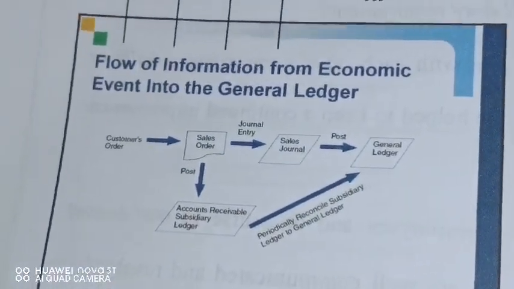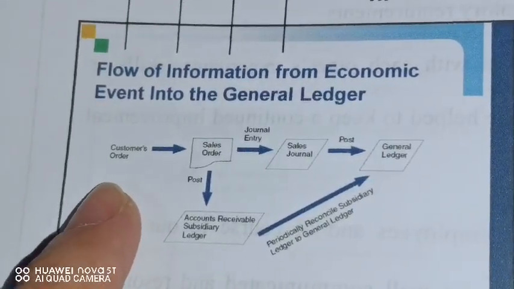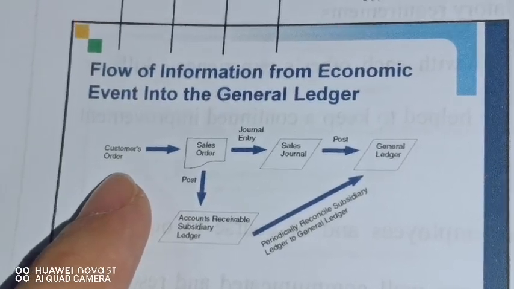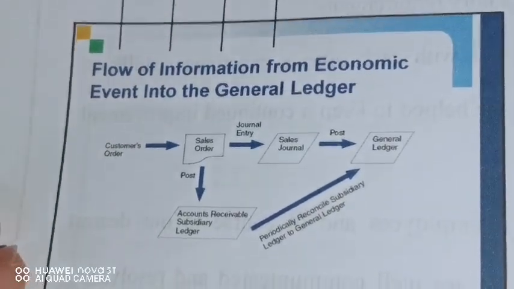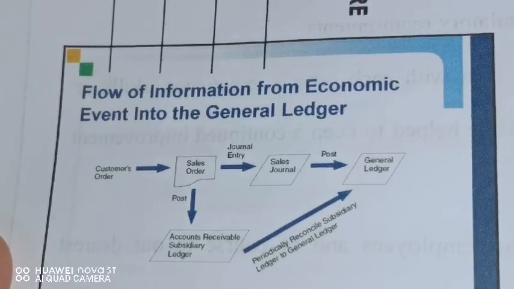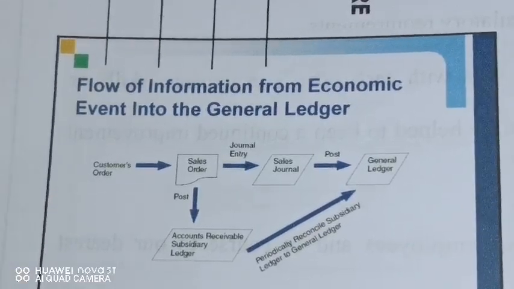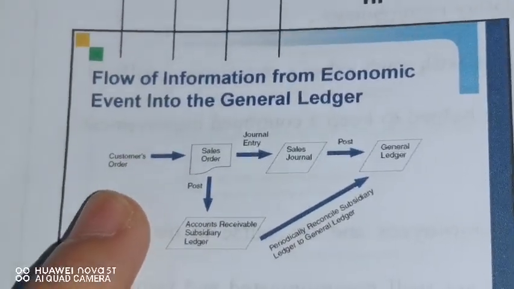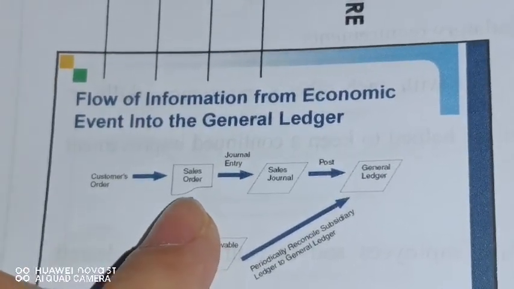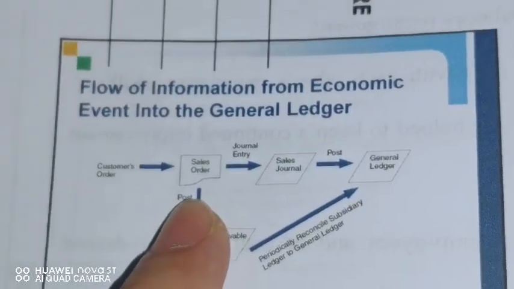So here is the flow of information from economic event into the general ledger. So dito may mga namali sa quizzes eh. Kasi dun sa choices or dun sa nakalagay na manggagaling yung info sa financial statement, no? Hindi, from the transaction yun. Tingnan natin yung flow dyan. Ayan, yung customer's order, 'di ba? Ito yung sales order. So, ang sales order, ito yung tinatawag natin na source document.